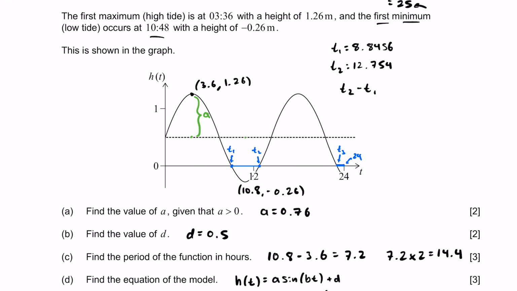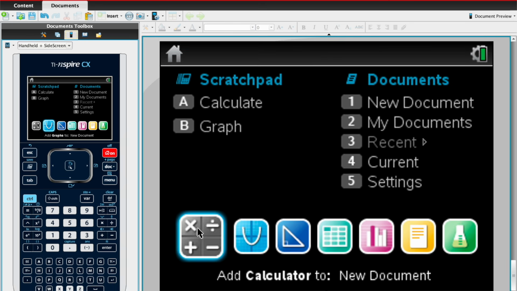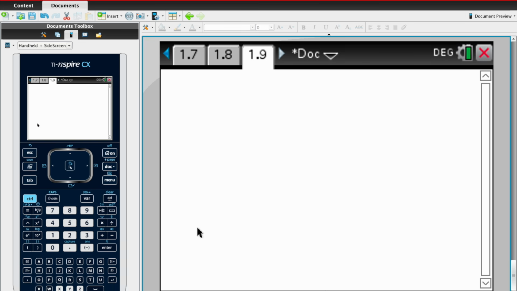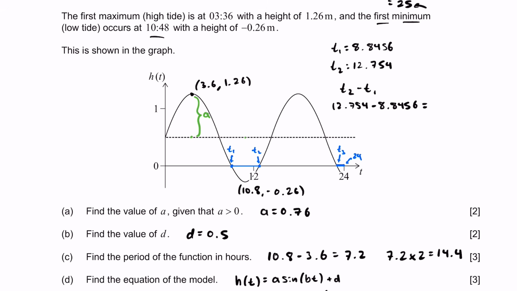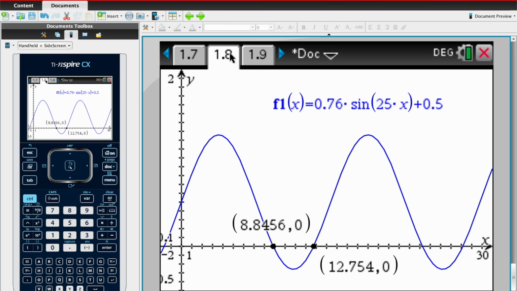So T2 minus T1. And what would that look like? 12.754 minus 8.8456. Let's go into the calculator and find the length of this interval. So here we are, 12.754 minus 8.8456. Let's keep all the digits because we're still halfway through a question. Don't round yet. This is 3.9084.